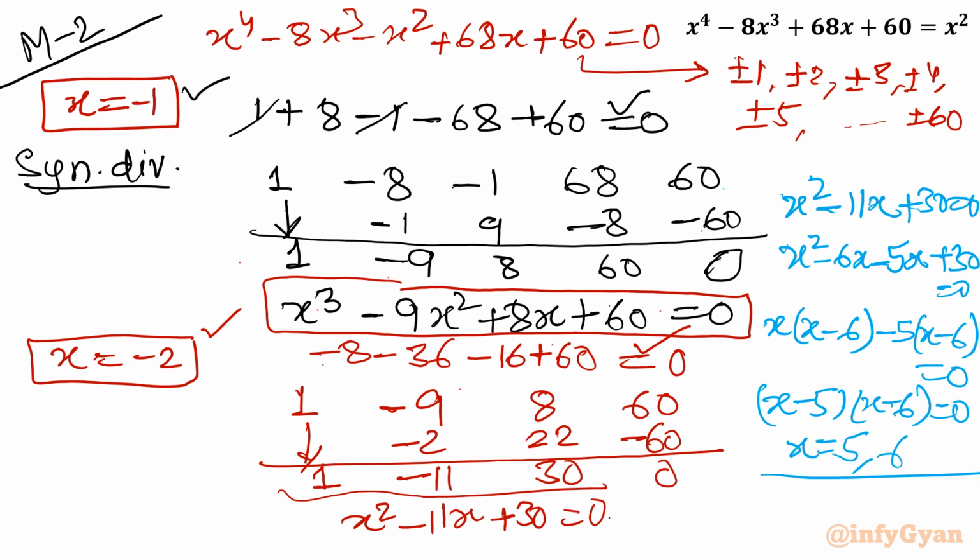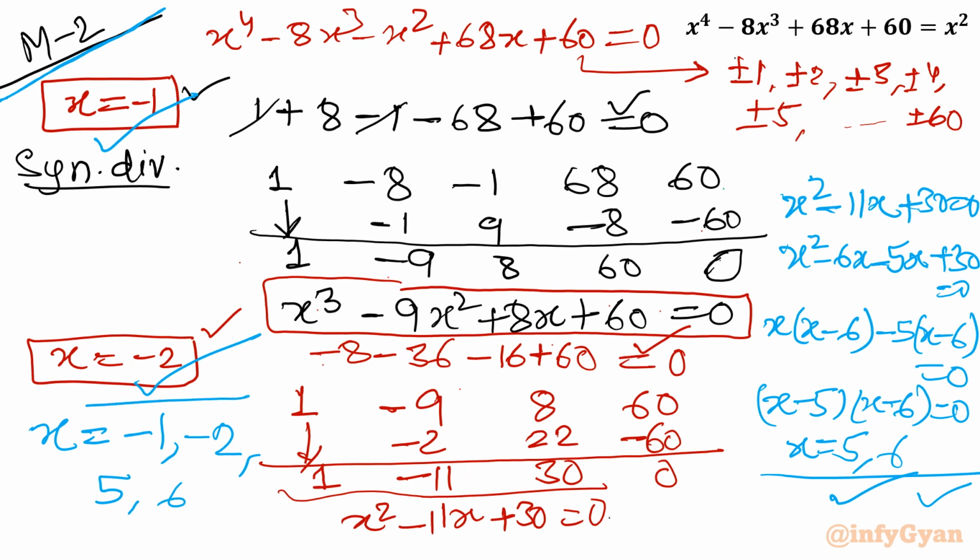This is by the conventional method of synthetic division and the rational root theorem. So our final solution using this method: minus 1, minus 2, 5 and 6. I will write 5 and 6.